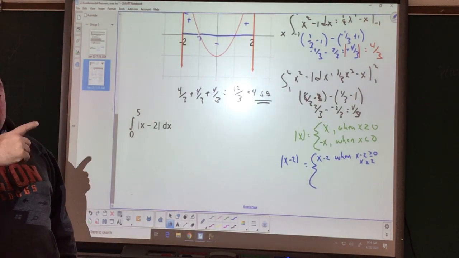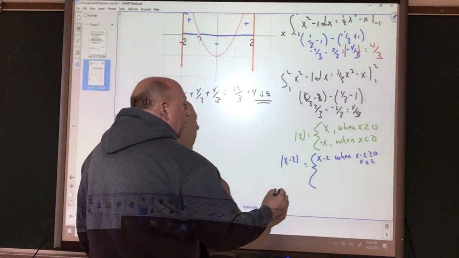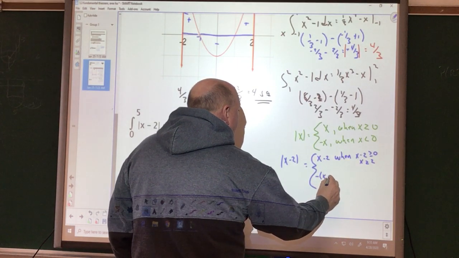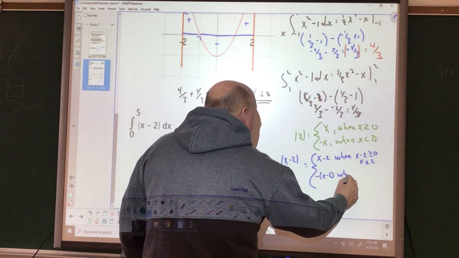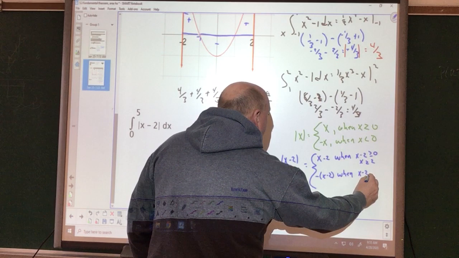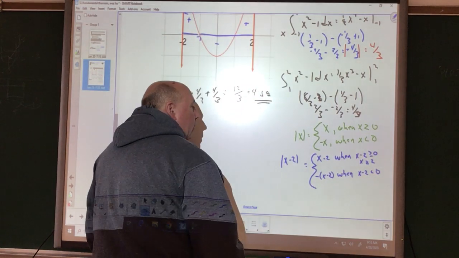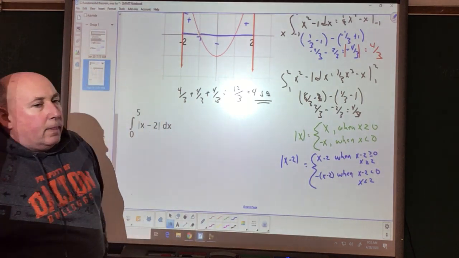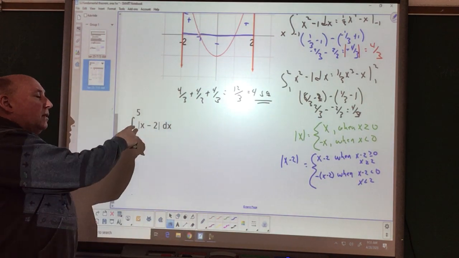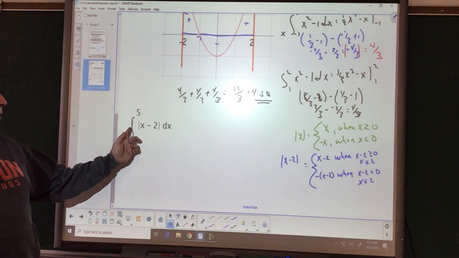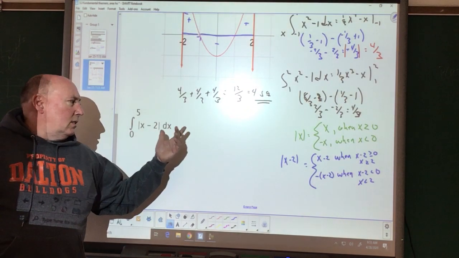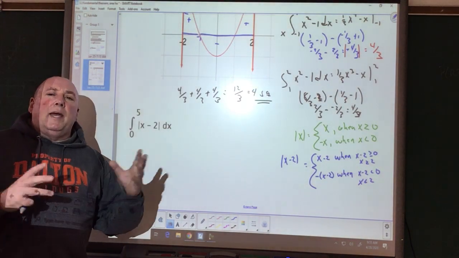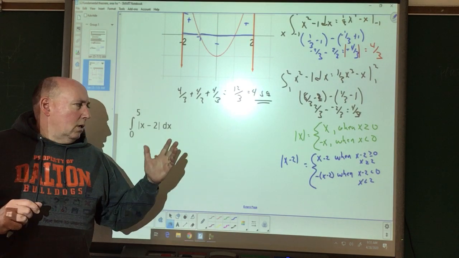Just adding 2 to both sides. This will equal the negative of x minus 2 when x minus 2 is less than the value of 0. So this is when x is less than the value of 2. What that allows us to do is simplify, or expand out, our absolute value integral.